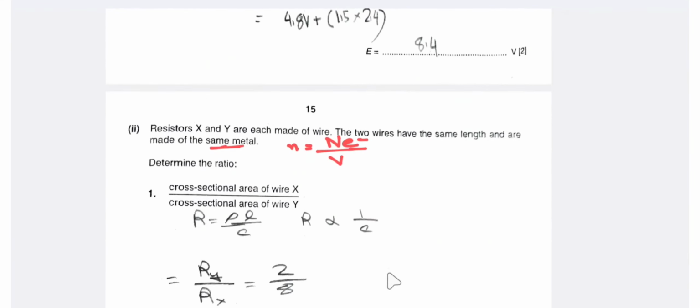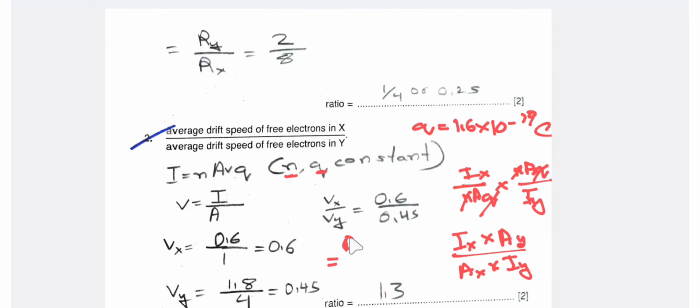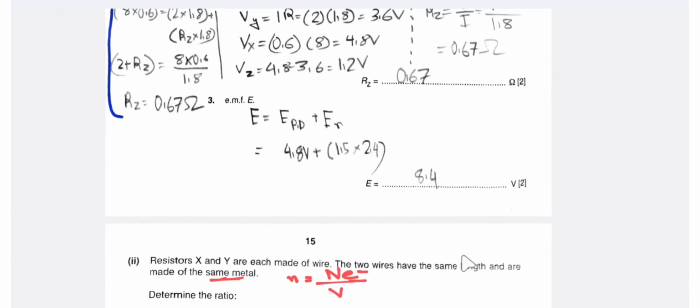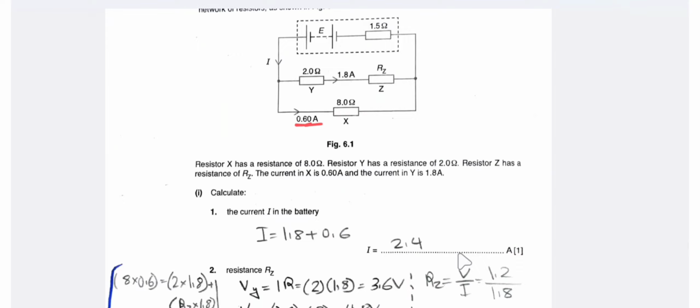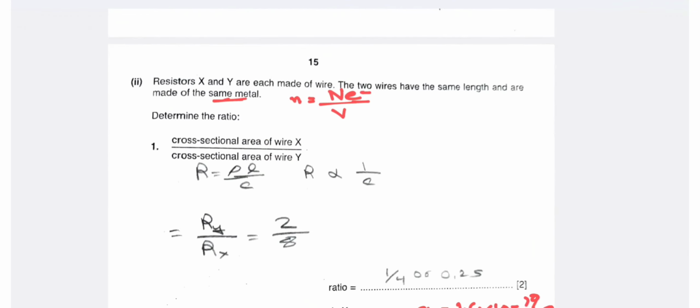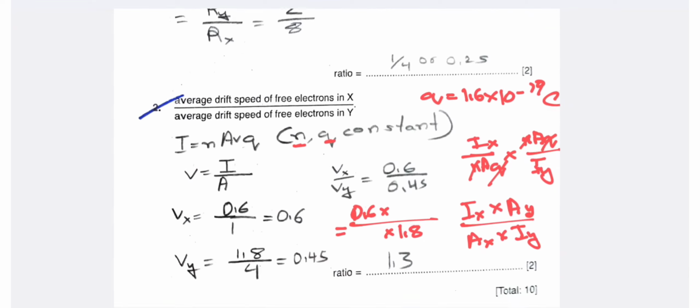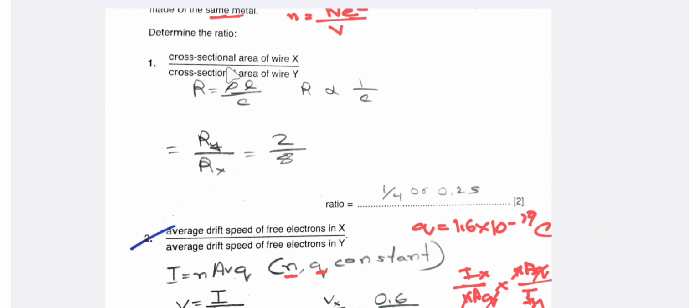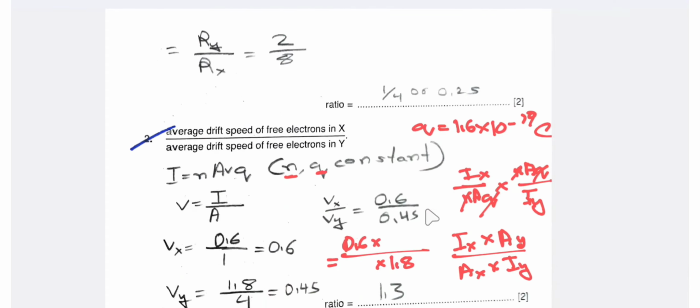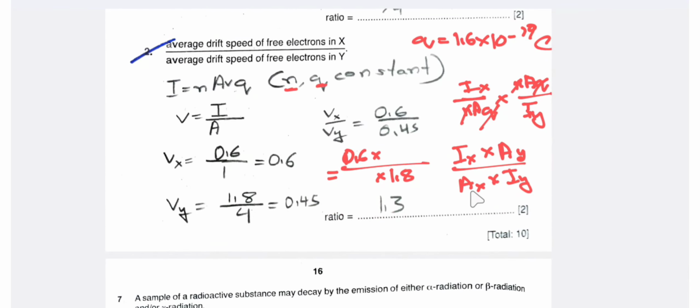Current at x is 0.6. So current at x is 0.6 by current at y, that is 1.8. And what is the cross-sectional area at x and y? For the cross-sectional area, that is the value that is given to us. Yes, we have found that the ratio of cross-sectional area of x by y is 1 by 4. So area of x by area of y is 1 by 4.